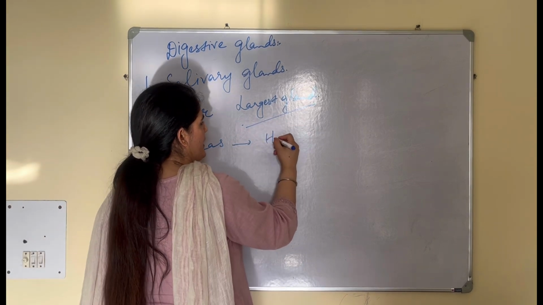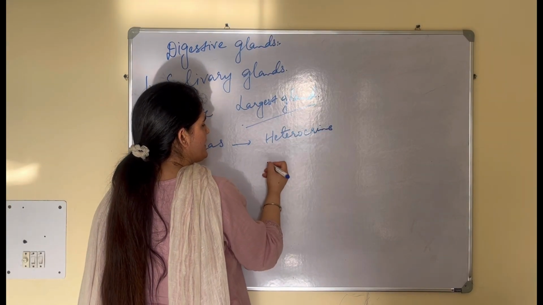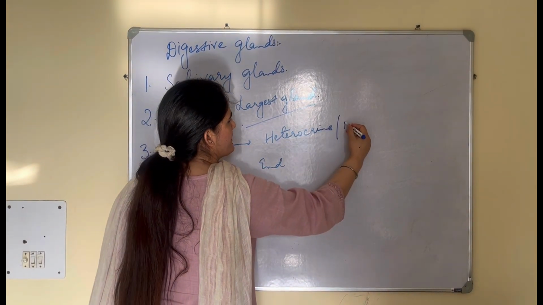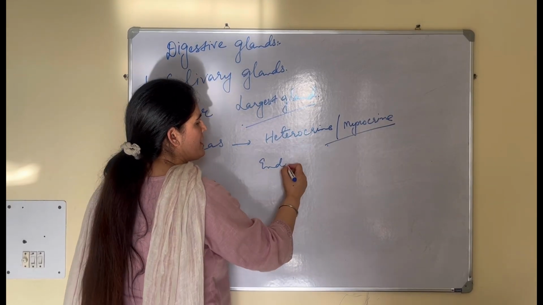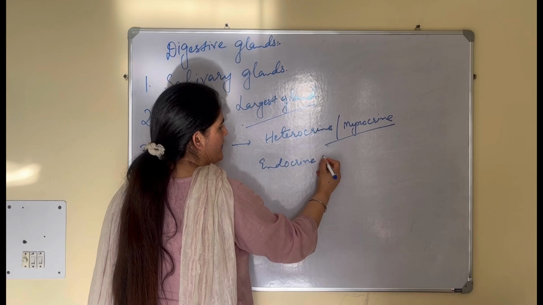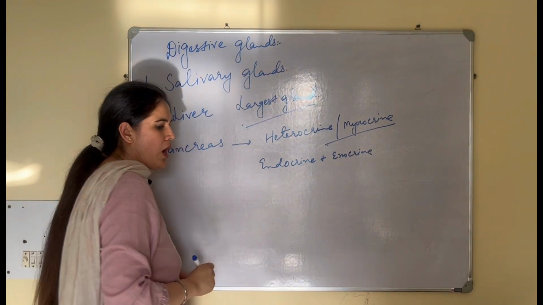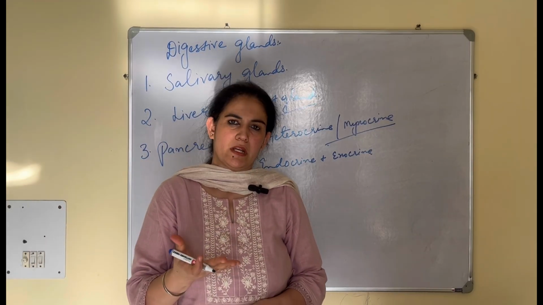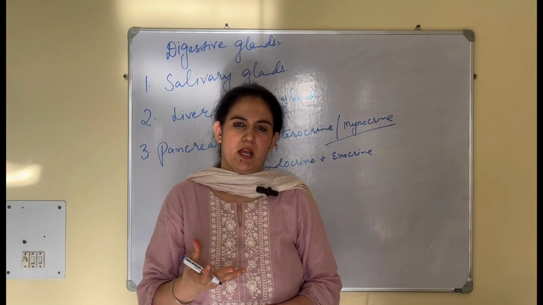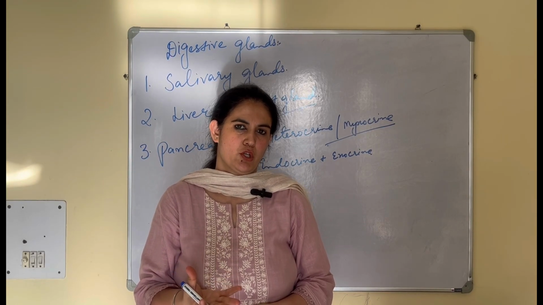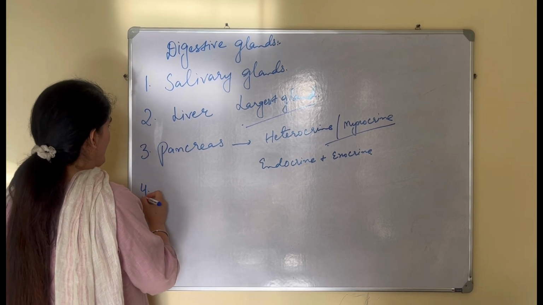The pancreas is basically a heterocrine gland, or you can say a mixocrine gland. It means it is both endocrine and exocrine in function. Endocrine means it releases its secretions directly into the blood, and exocrine means the secretions are released with the help of a duct.